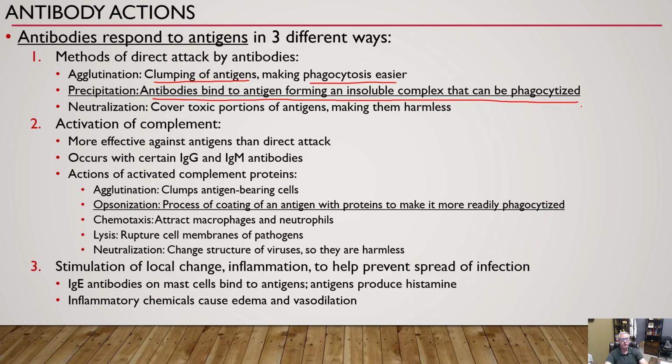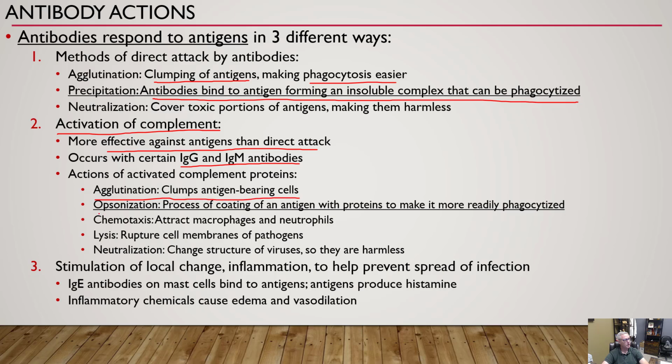Neutralization is basically neutralizing a virus or a bacteria. We're going to cover up the harmful portions of antigens, essentially making them useless or harmless. The second way we can do it is activation of the complement system. It's more effective than the direct attack. We're going to see IgM and IgG antibodies. We'll see this with agglutination as well.